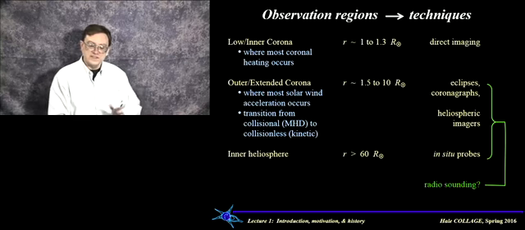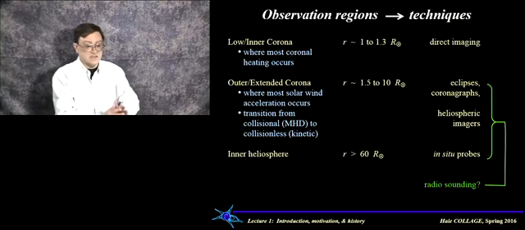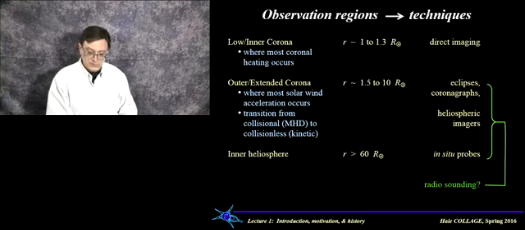And of course that bleeds into what we call the inner heliosphere. The orbit of Mercury is in there at about 60, and we've been probing that region from Mercury on out with in situ probes. Now in green there, I also have radio sounding. That's another very fruitful means of observing the extended solar corona and the inner solar wind. I'll be talking a little bit about that at the end of the course. Radio waves can pass through the corona and learn a lot about the plasma that's being probed by those radio waves. So we'll talk about that a bit too.